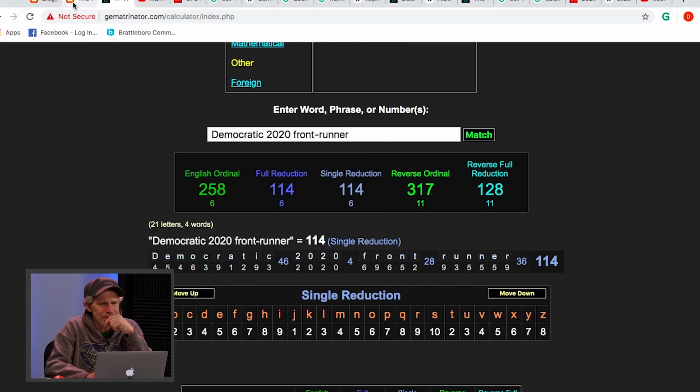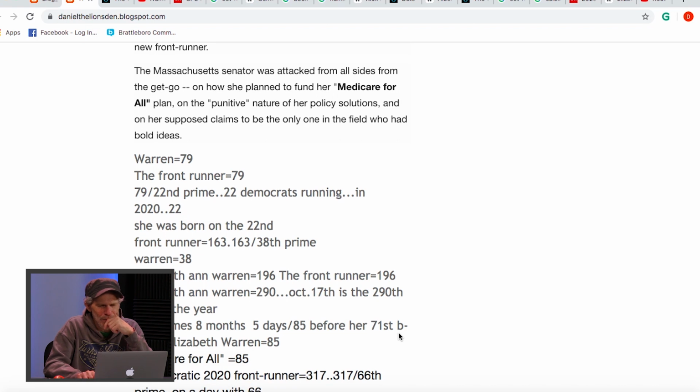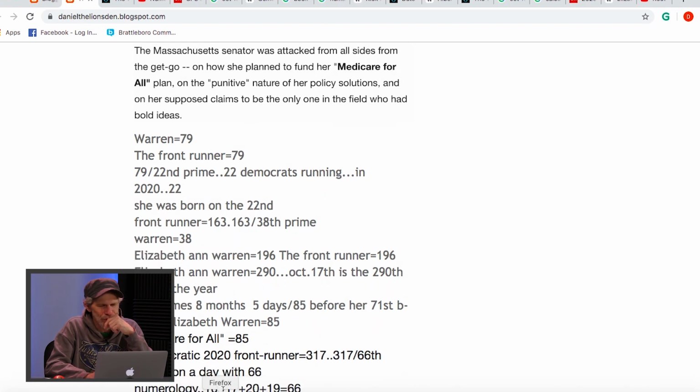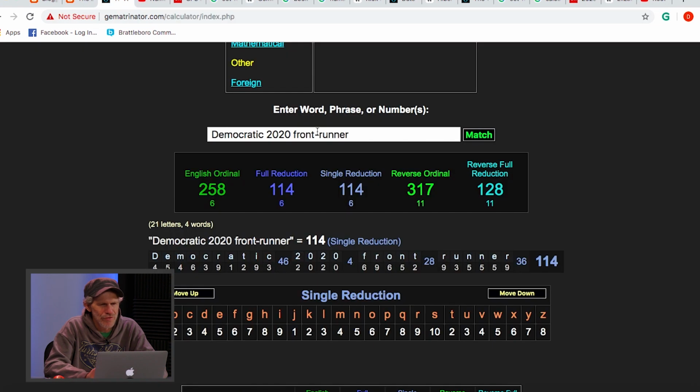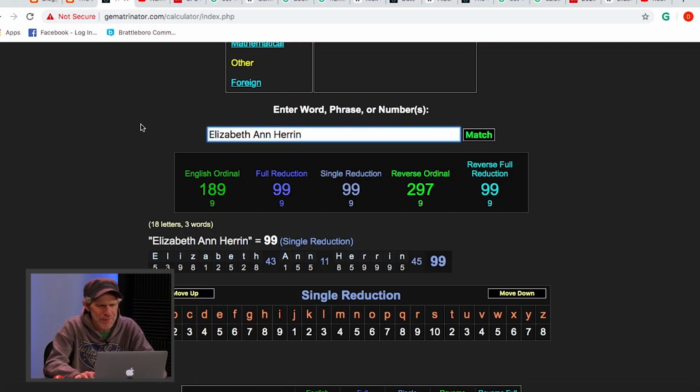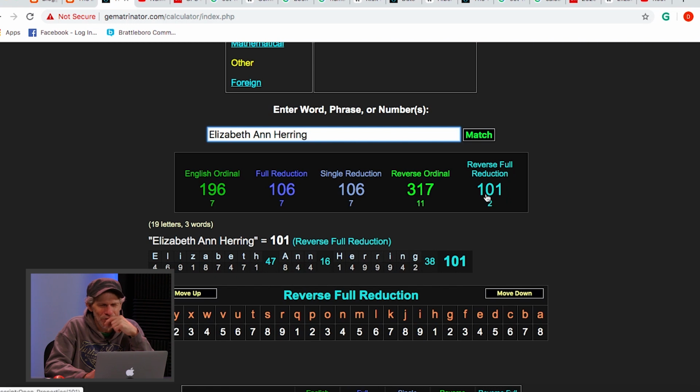And keep that in mind because it happened on a day with 66 numerology. The story came out on 10/17, and you add them all together, that equals 66. And she's the Democratic 2020 frontrunner. Also, her maiden name equals 317. Isn't that funny? This is her maiden name, her full maiden name. Equals 317. Look at that. That campaign ad was a minute and one, I noticed. 101, the 26th prime, the God number.